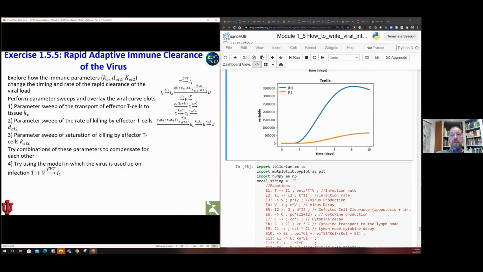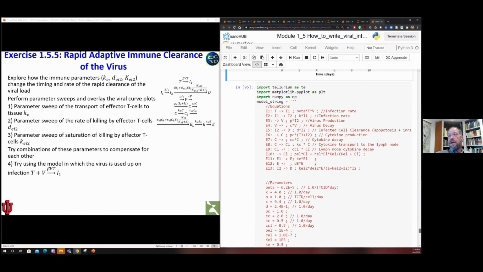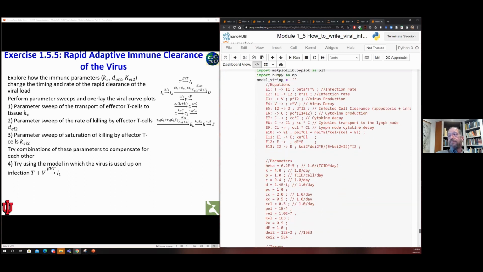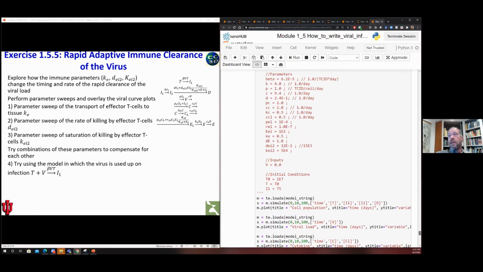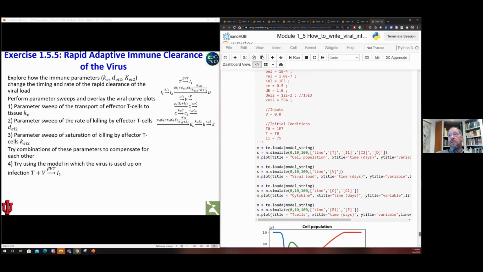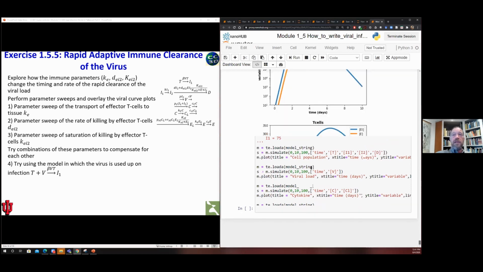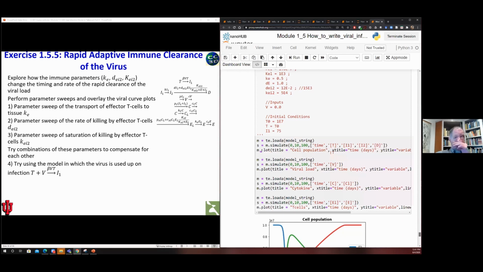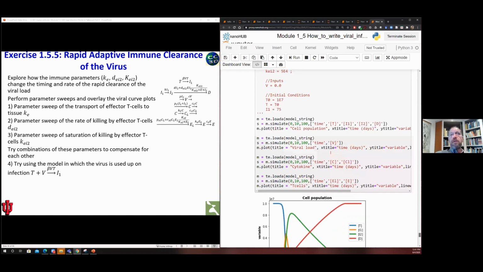There are a bunch of exercises that we could do based on this. I don't want to go through too many of them, but let us look at just one exercise here before we finish up. And we could do this, for example, by doing a parameter scan on some of the parameters that we think are very important. One of the parameters that could be important is the amount of time it takes for the signal to get from the tissue to the lymph node.